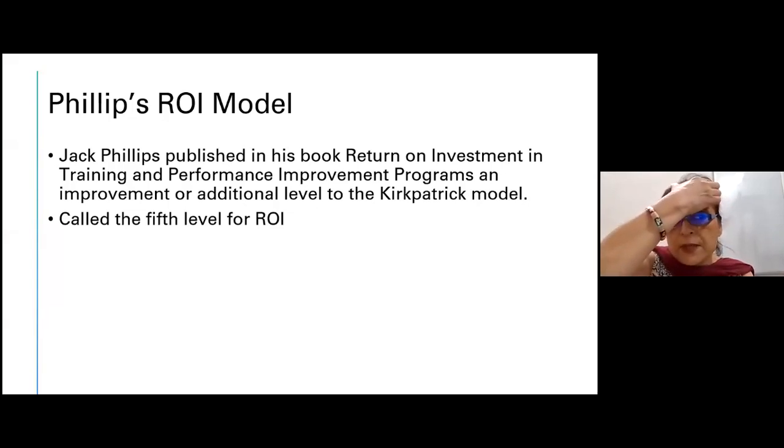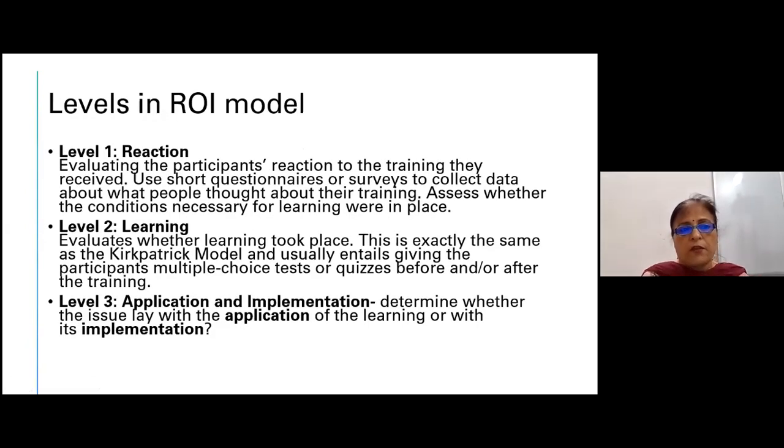It is by Jack J. Phillips, and he first published this model in his book, which is Return on Investment in Training and Performance Improvement Programs. And it is actually an improvement or additional level to the Kirkpatrick model. If you remember, Kirkpatrick gave us 4 levels, and he gave us another level which is called the 5th level, or the return on investment level. So that is what he gave us.